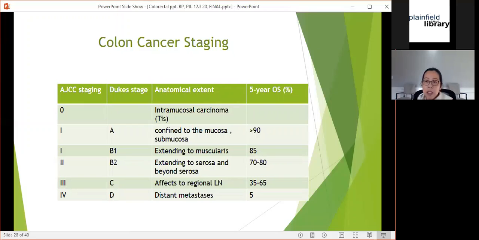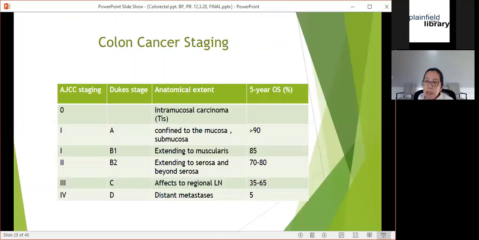Colon cancer staging uses both TNM and Duke stage. Stage 0 is an intramucosal carcinoma, also called carcinoma in situ. Stage 1, or Duke stage A, is a tumor confined to the mucosa and submucosa. 5-year overall survival is more than 90%.